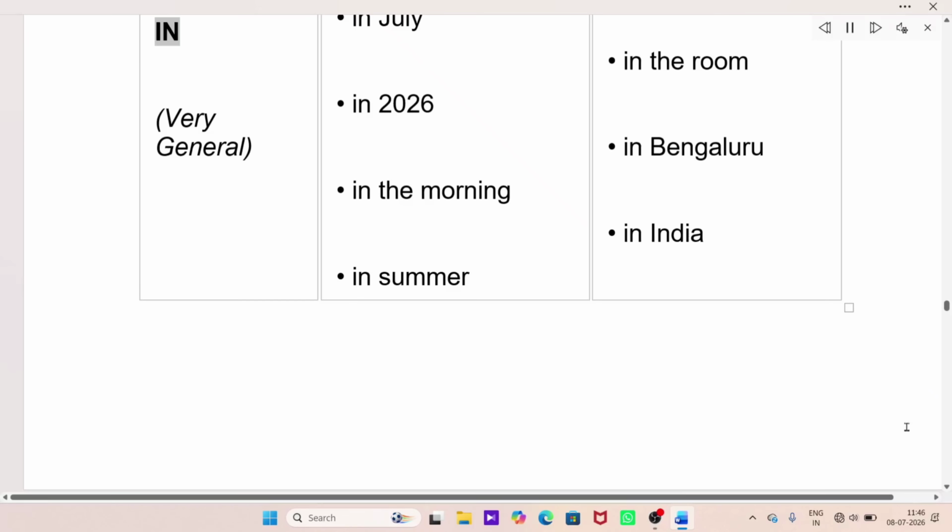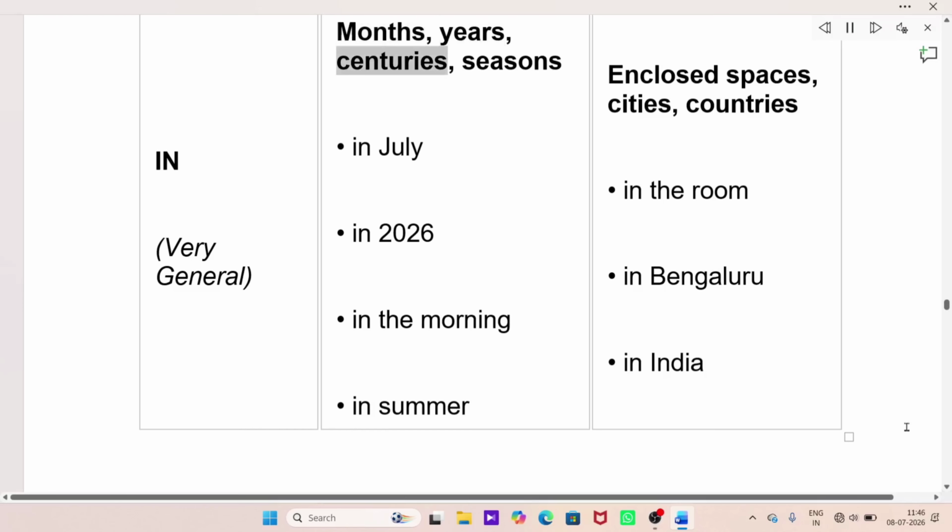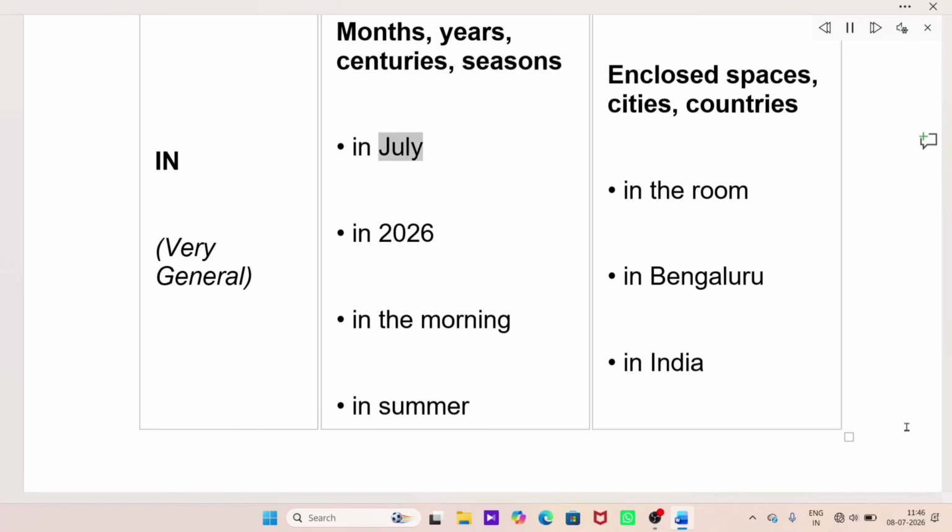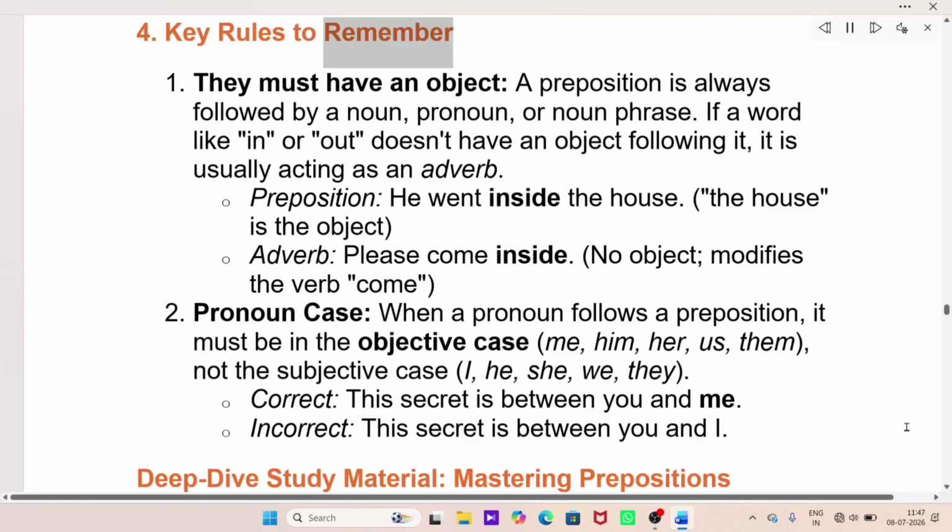In. Very general. Months, years, centuries, seasons. In July. In 2026. In the morning. In summer. In closed spaces, cities, countries. In the room. In Bengaluru. In India.